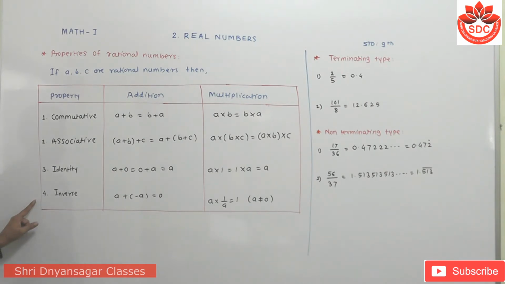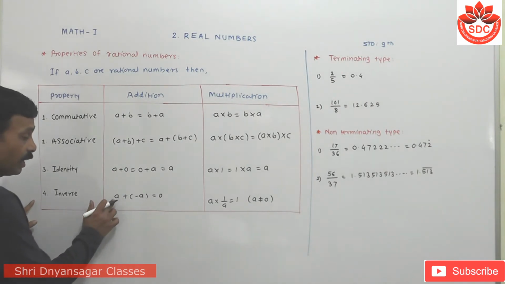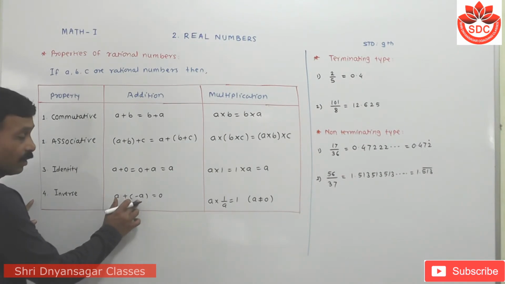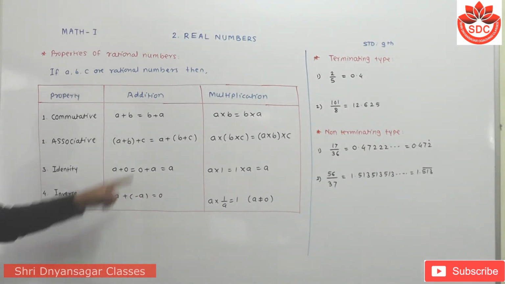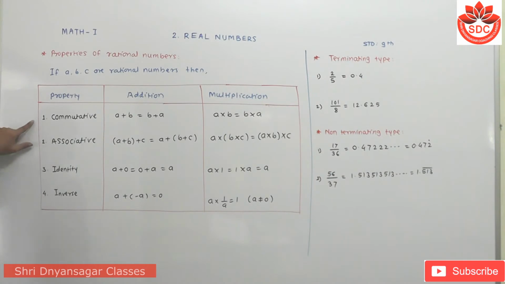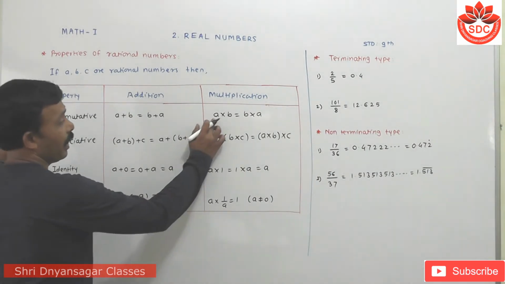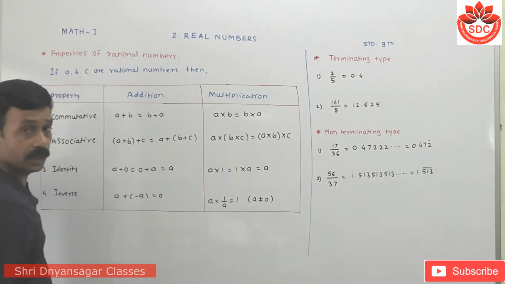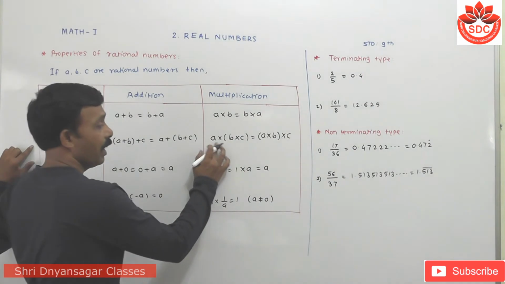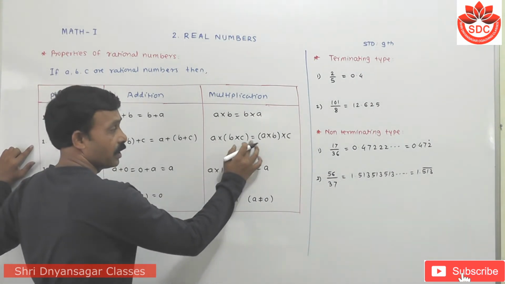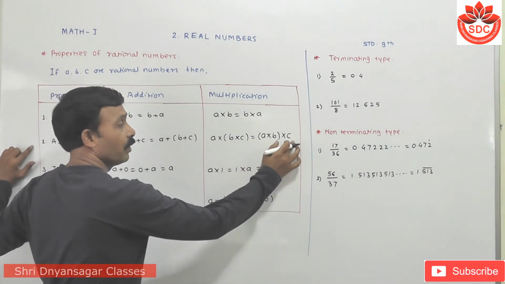Then inverse, meaning opposite, means A plus the opposite of A, which is minus A. It is the inverse, meaning A plus minus A is equal to 0. Then for multiplication, the first property is commutative. A into B is equal to B into A, meaning 3 into 4 is equal to 4 into 3. Then the associative property, A into B into C is equal to A into B into C.